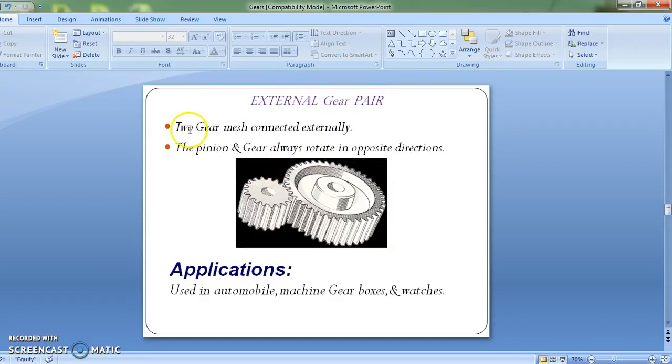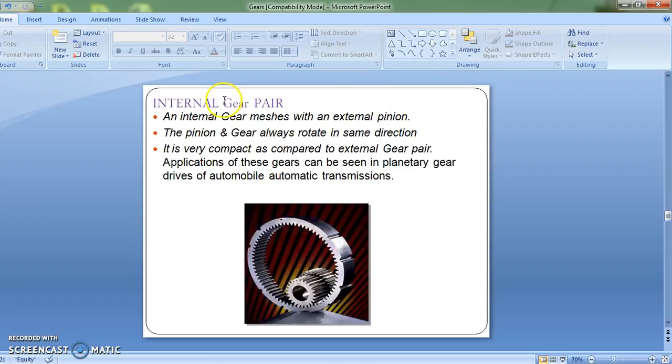External gear pair. Two gears mesh connected externally. The pinion and gear always rotate in opposite direction. Applications: used in automobile gearboxes and watches. Internal gear pair. An internal gear meshes with an external pinion. The pinion and gear always rotate in the same direction. It is very compact as compared to external gear pair.